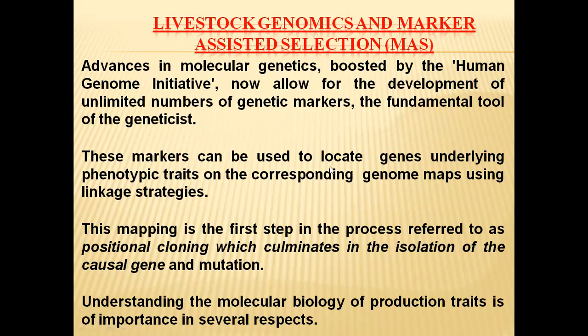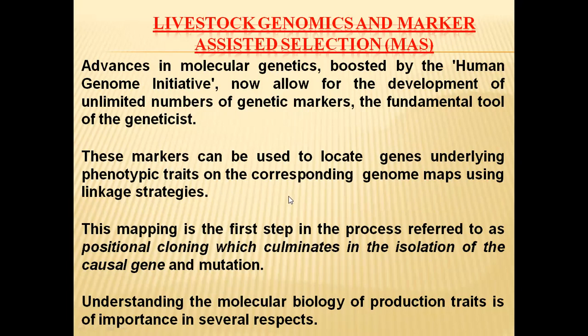So these markers can be used to locate the genes, and these genes are very, very important in exhibiting phenotypic traits. Traits are very important in the case of livestock. Milk production is a trait, meat production is a trait, and giving milk in very less time is also a trait. So like this, different traits are there. All these traits are directly dependent on genes. So identifying and locating the genes is very important. For this purpose, genetic markers are very useful.